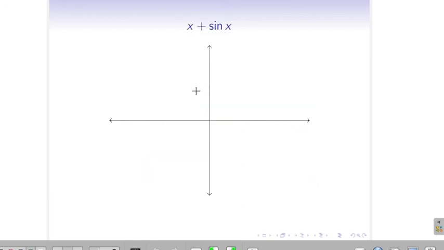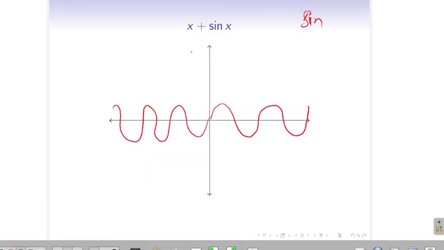Next very interesting graph is x plus sine x. When you do x plus sine x, the graph will be like this.